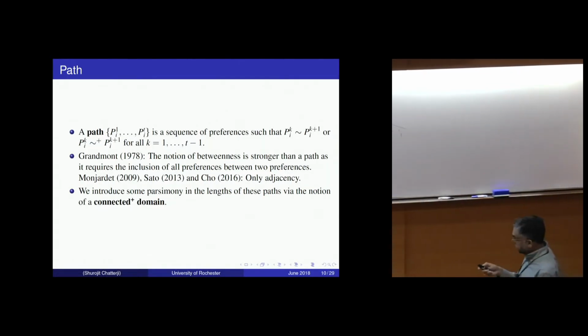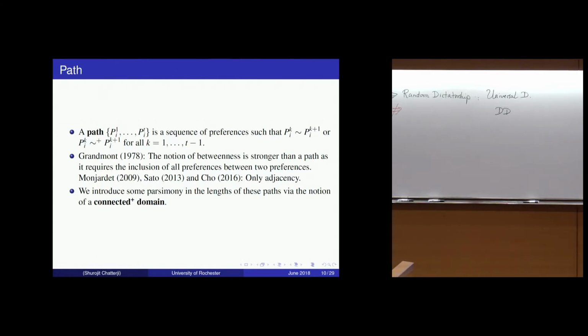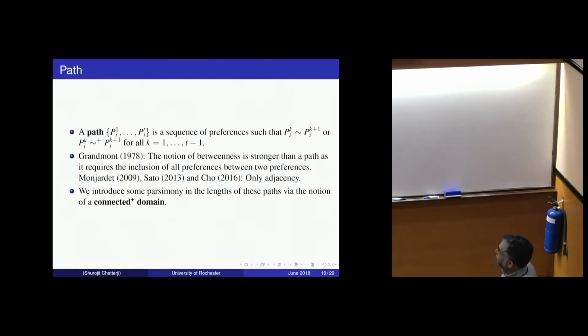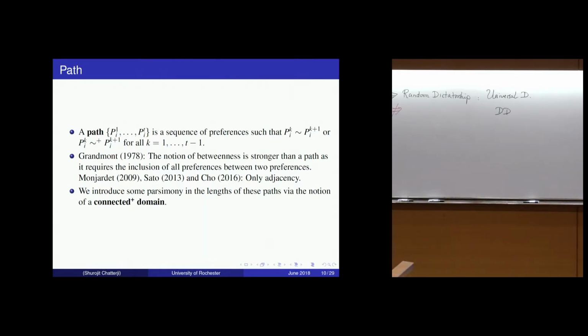So we talk about paths, as I said earlier, and our notion of a path is more general than that of this earlier literature. But now we need some more structure on these paths. We don't want these paths to be completely arbitrary and wander all over the domain, because that becomes very difficult to work with. So we want some structure, some parsimony in the description of these paths. That's what I'm going to do next. And once I've done that, the resulting domain will be called a connected plus domain. So now the last piece of notation and technical definition I'm going to show you is the formal definition of a connected plus domain. So please bear with me.